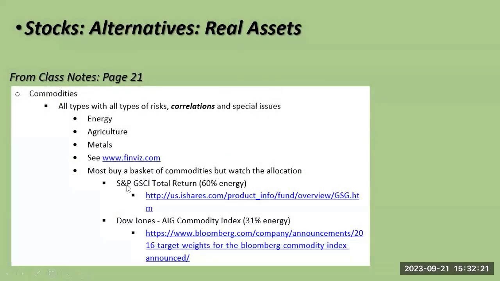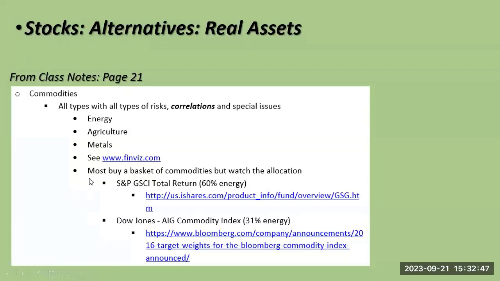So can you buy these indices? There are now exchange traded funds that we'll talk about that are commodity funds. There's one called the S&P GSCI, and then there's the AIG. I've had trouble finding the second one in an ETF. They're very, very different.